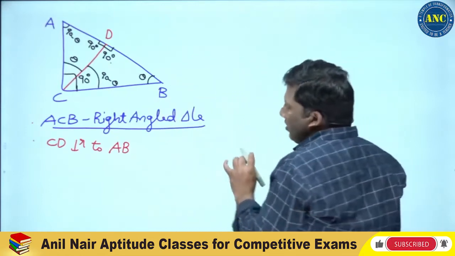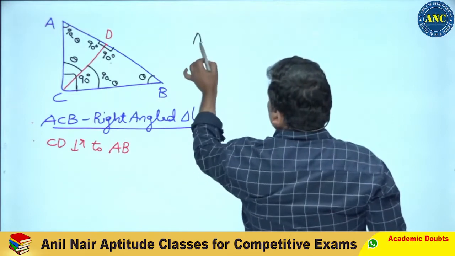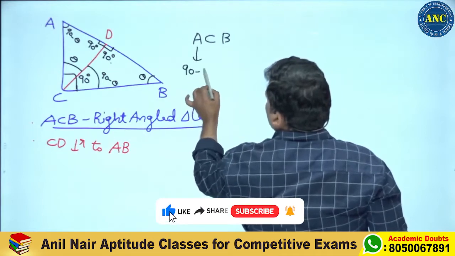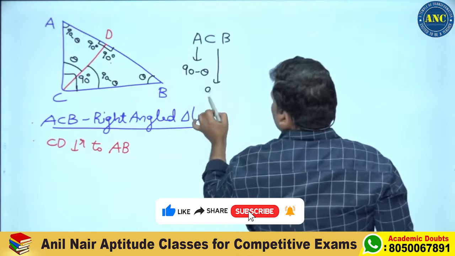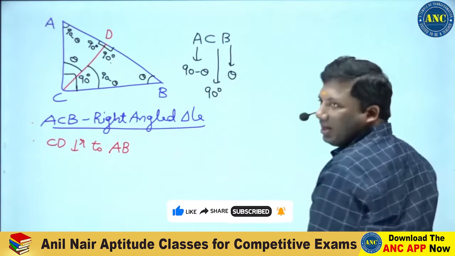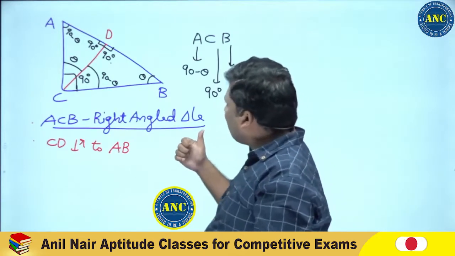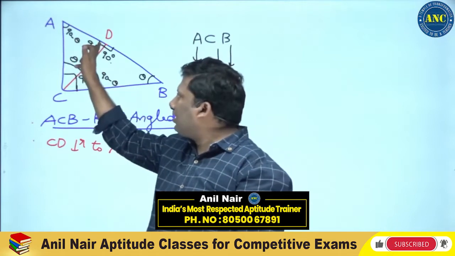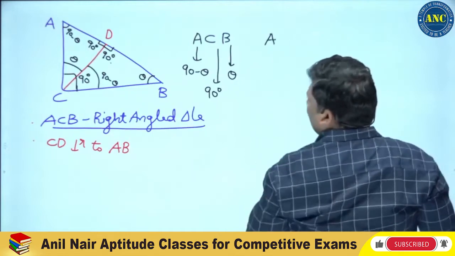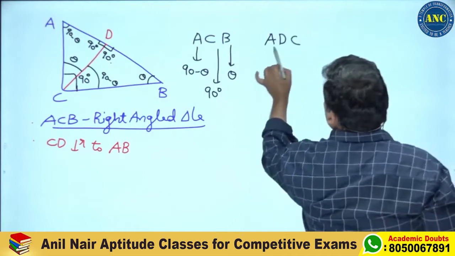Now if you observe very, very closely, ACB. See here. Angle A is 90 minus theta. Angle C is 90 degrees. Angle B is theta. Where all you got 90 minus theta, 90, theta. 90 minus theta, which is A in another triangle; 90 is D, then theta is C. Here we will write down.